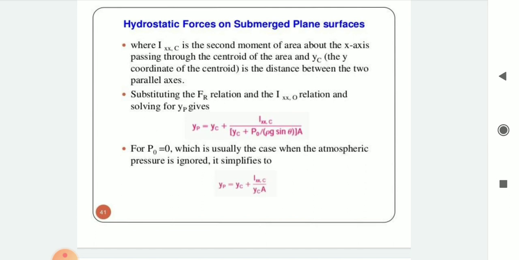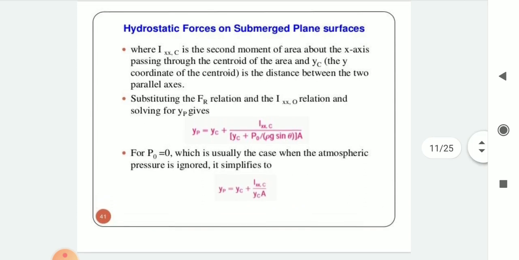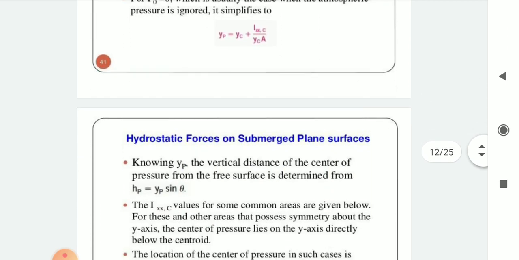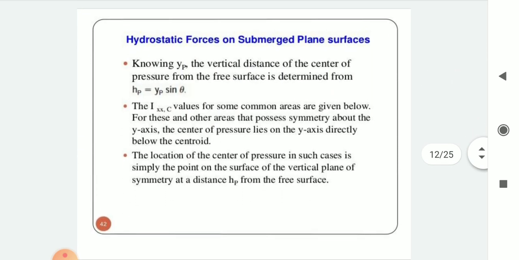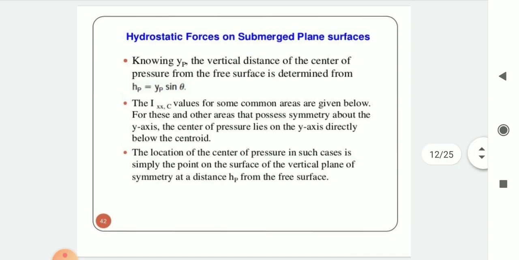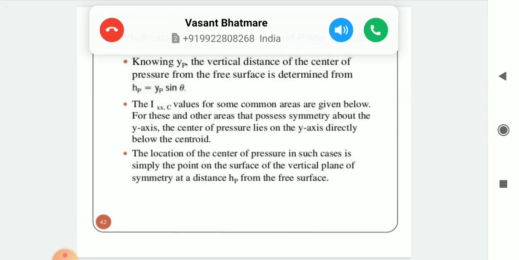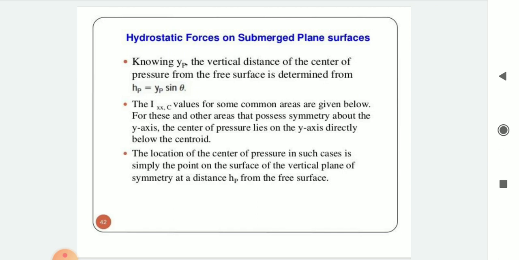For P0 equal to 0, which is usually the case when the atmospheric pressure is ignored, it simplifies to yp is equal to yc plus Ixxc divided by yc A. Knowing yp, the vertical distance of the center of pressure from the free surface is determined from hp is equal to yp sin theta. Then Ixxc values for some common areas are given below.